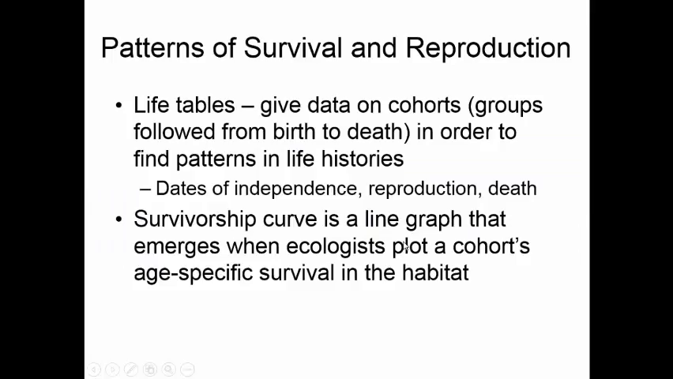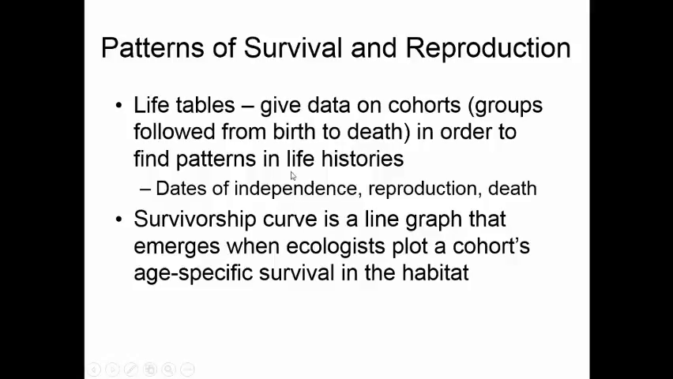So pretty crazy. Life tables give data on the cohorts. They tell about the groups. They tell about how that population is changing and how organisms that were born at the same time end up having to deal with different issues and have different life history patterns.